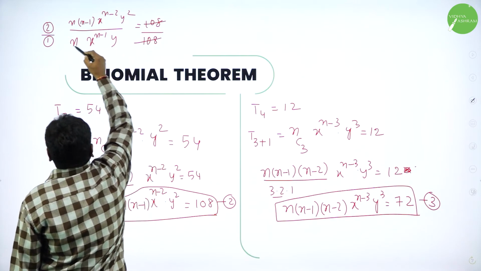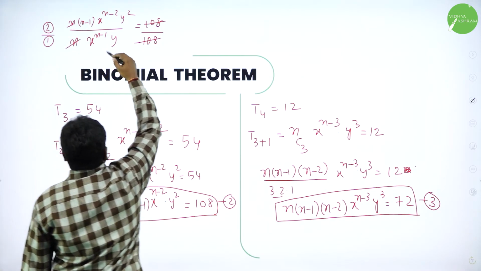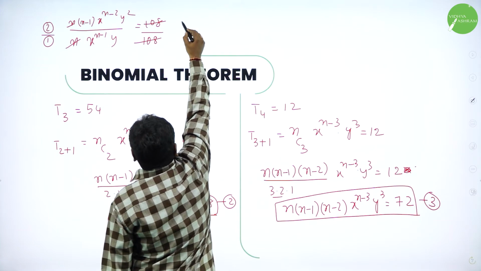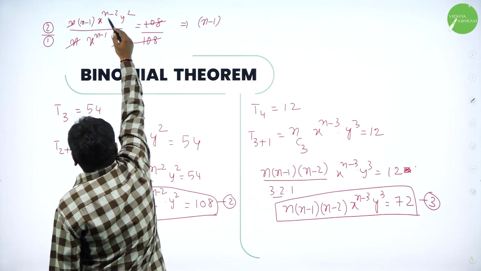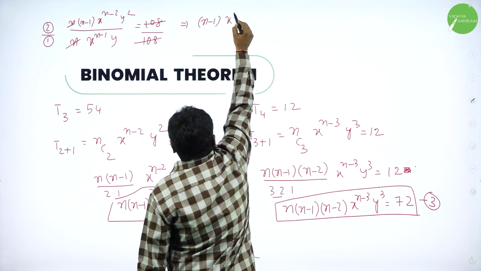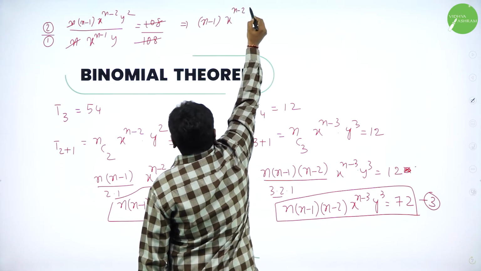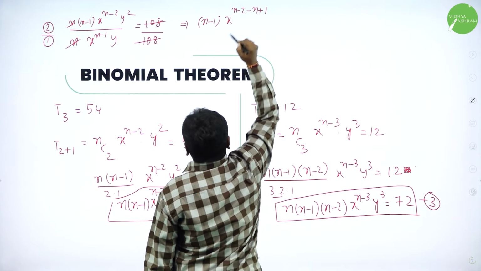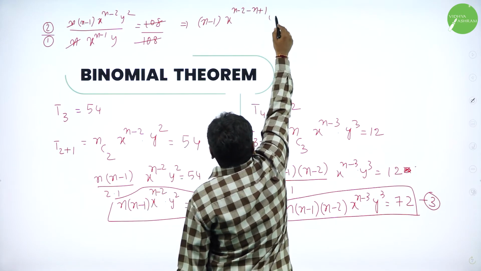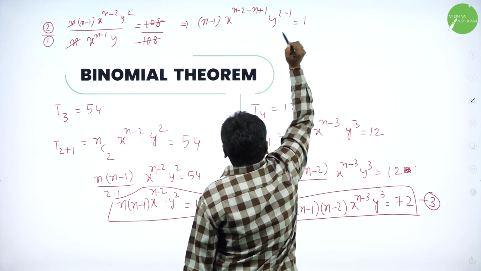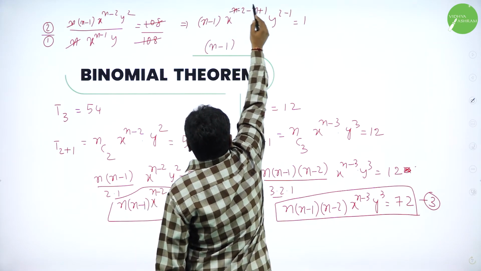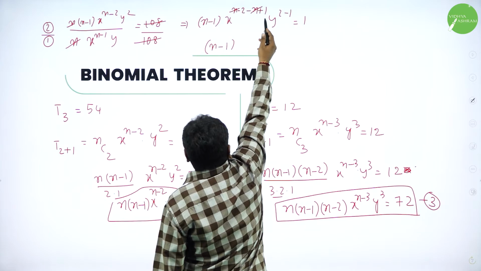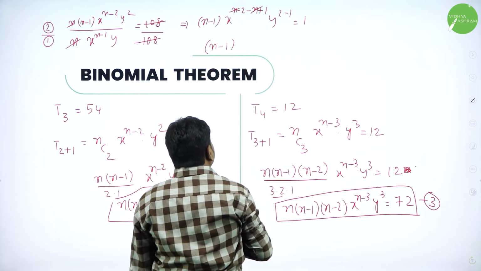108 cancels. n cancels. So you are left with n minus 1. And by law of indices, you take it up, it will become x power n minus 2 minus n plus 1. And y, you take it up, it will become y power 2 minus 1 is equal to 1. That is n minus 1; n and minus n cancel, it will be minus 2 plus 1. Minus 2 plus 1 is minus 1.